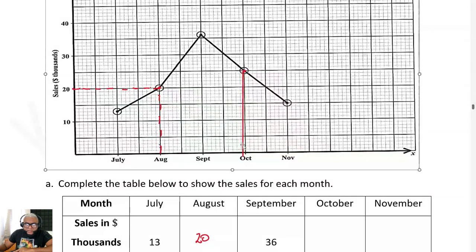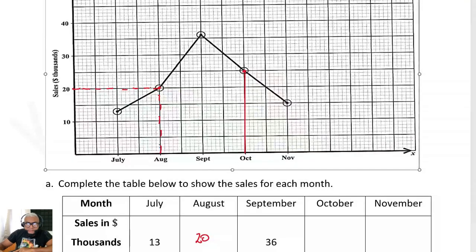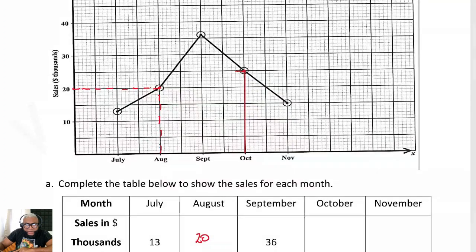Talk to me, Cheyenne. 25. I don't know why that's giving a problem. If I go across here, Cheyenne, it will be this point in the middle here. If from here to here is 20 to 30, in the middle will be 25. Okay? 25. November, Cheyenne? 15. Can I ask now what you really have problems with?